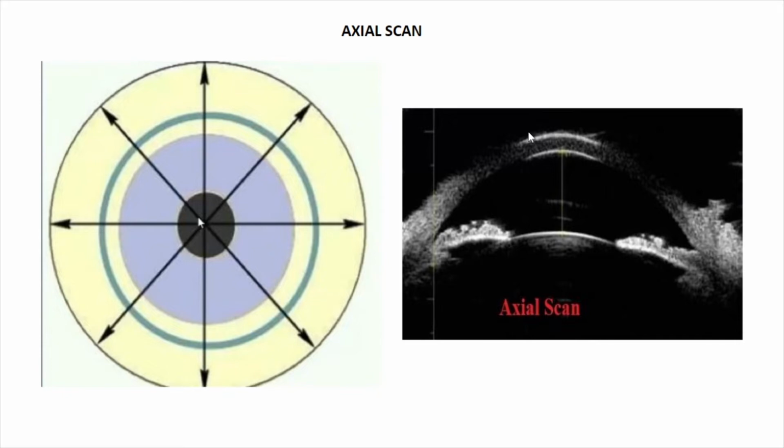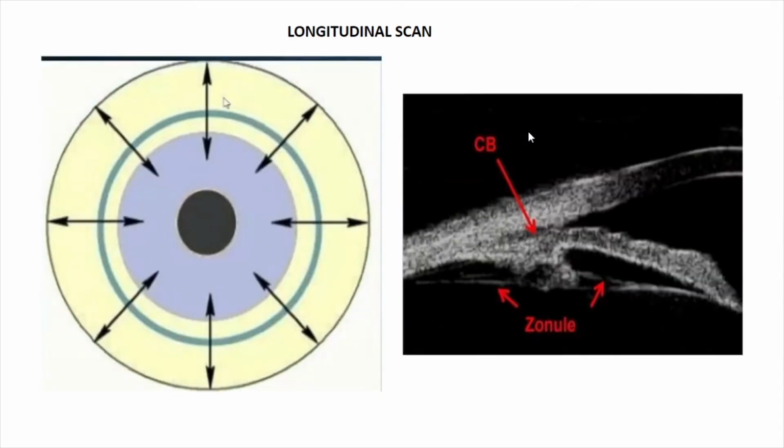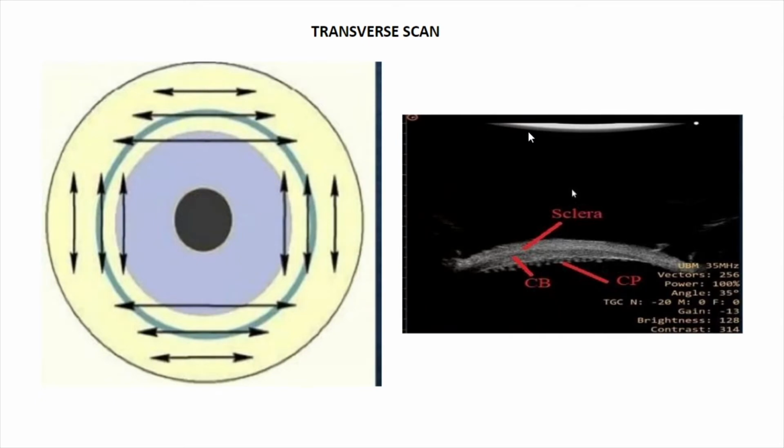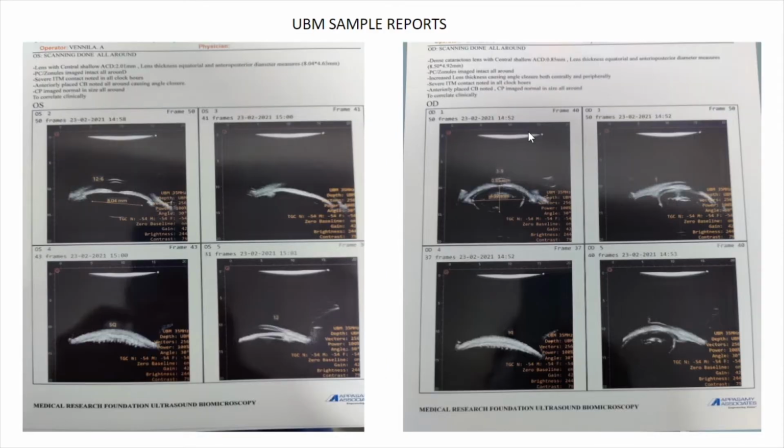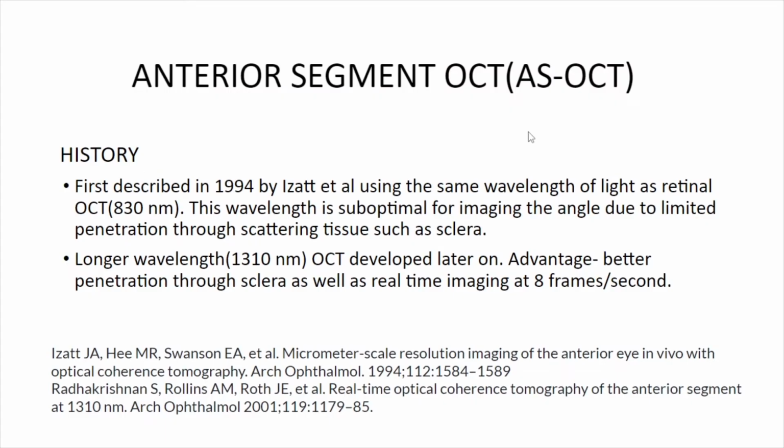So these are the different types of ultrasound biomicroscopy scans that we can get: an axial scan, longitudinal scan, and a transverse scan. These are two sample reports. Moving on to anterior segment OCT.